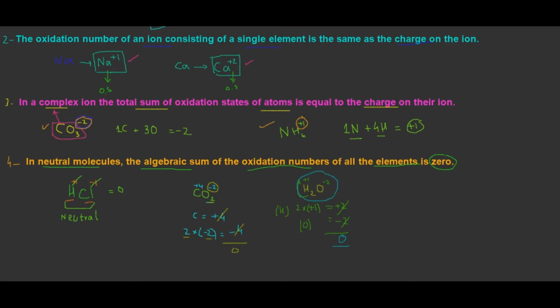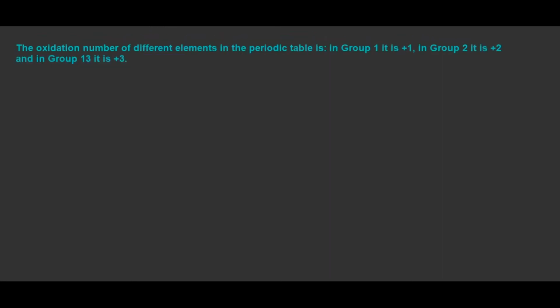So rule number 4 says in neutral molecule the algebraic sum of the oxidation number of all the element is equal to 0. Now we have the fifth rule, which says that the oxidation number of different elements in a periodic table, in group 1 it is plus 1, in group 2 it is plus 2, and in group 13 it is plus 3.